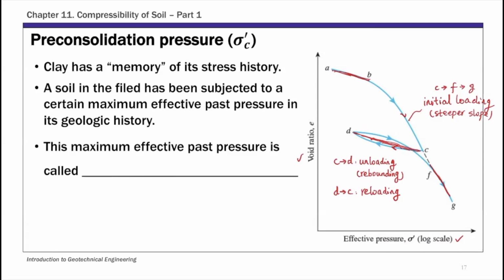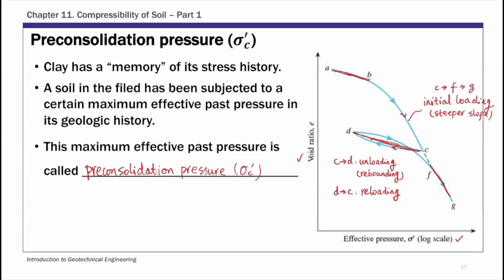So here comes this concept of preconsolidation pressure. Okay. So a soil in the field has been subjected to a certain maximum effective past pressure in its geological history, and we call that maximum effective past pressure preconsolidation pressure, sigma C prime. Okay. So depending on the relationship between your current effective stress and this sigma C prime, clay is going to follow a different path when you load it.